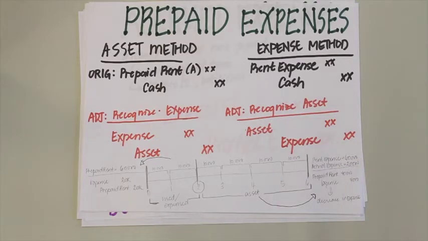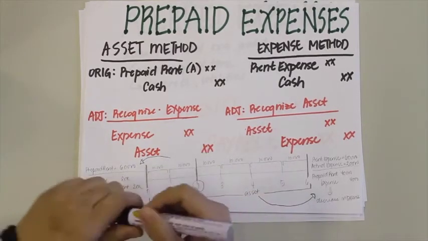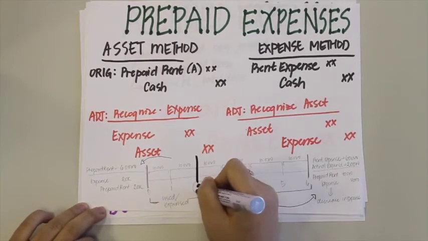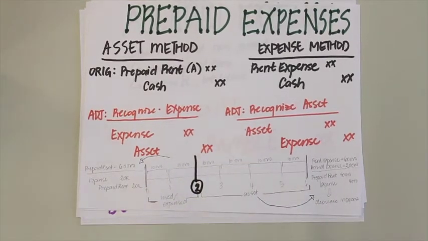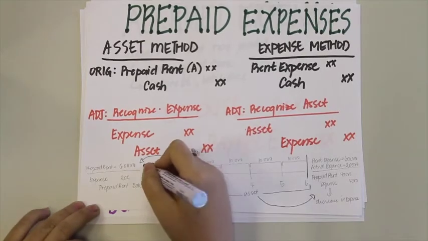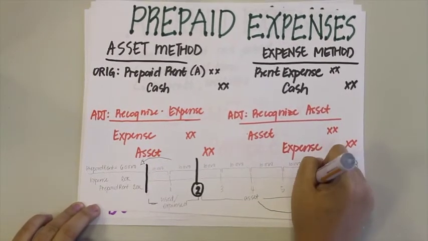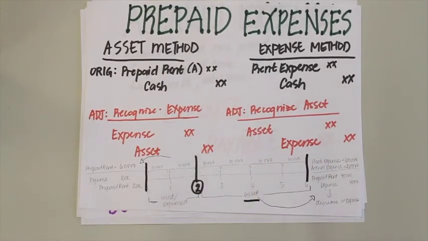To get the amount of adjustment under each method, first mark the adjusting date. Here, it would fall on the 2nd month as shown. The left portion would represent the used or the expense portion, while the right portion would represent the asset. Thus, the total amount to the left of the adjusting point would be the amount of adjustment under the asset method, while those on the right would be the total adjustment under the expense method.